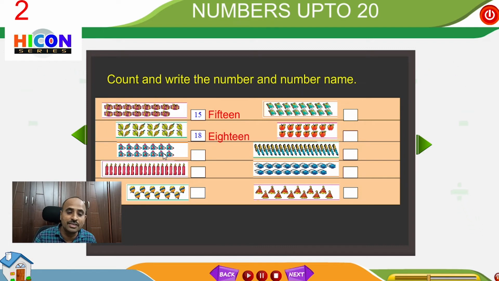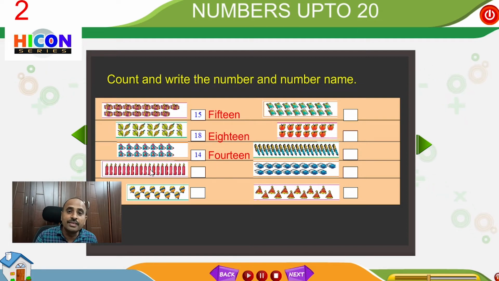So children, see the third set of pictures. In the third set of pictures, you are observing some water bottles. So let us count how many water bottles are there. 1, 2, 3, 4, 5, 6, 7, 8, 9, 10, 11, 12, 13, 14. So there are a total of 14 water bottles. So we have to write the number 14 here. The number 14 can be written like this, 14. And the number name is FOURTEEN. So this is the number name for 14.